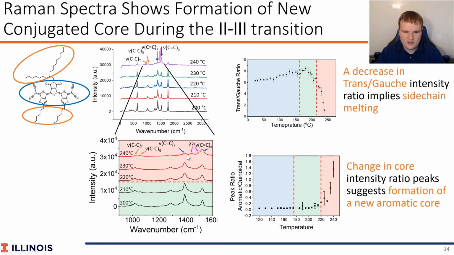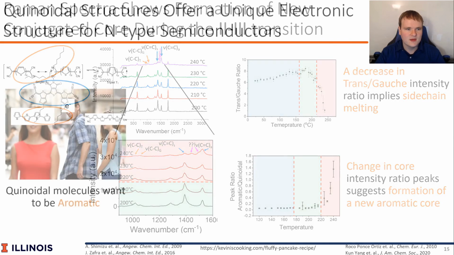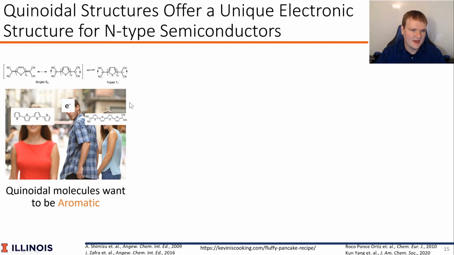And at the same time, we saw the appearance of 2 new peaks. And these peaks seem to be at the expense of the quinoidal ring breathing peak. And as we can see, as the intensity ratio of the new peaks to the quinoidal peak increases, it appears that we're forming a new conjugated core. To understand this, we have to turn to one of the interesting properties of these quinoidal molecules, and that is that they have a biradical ground state.